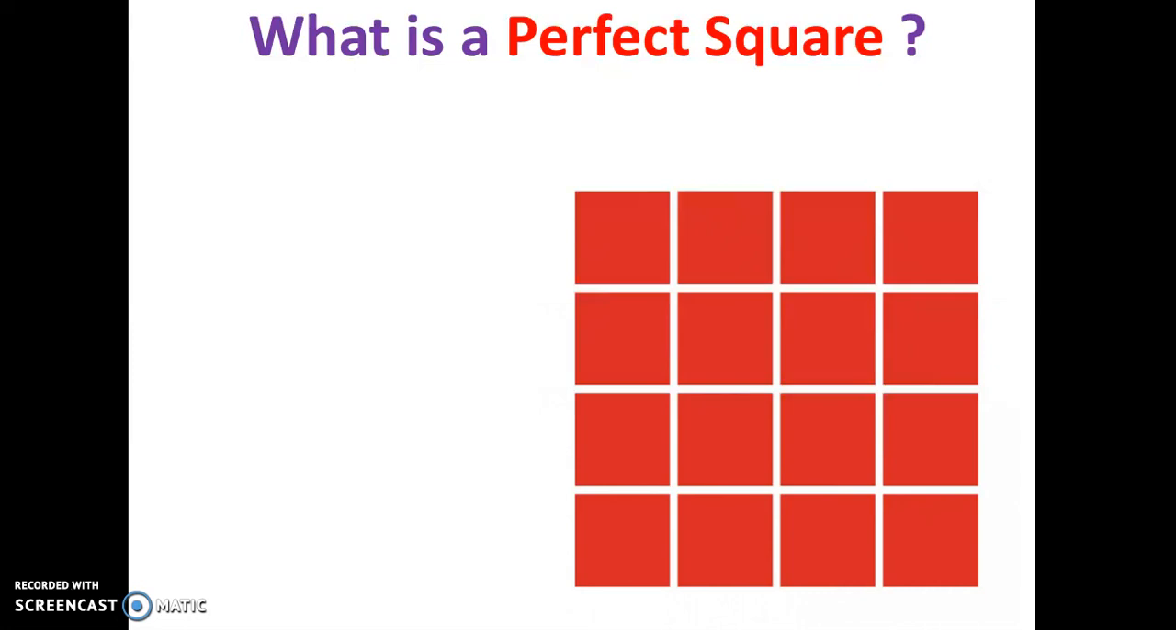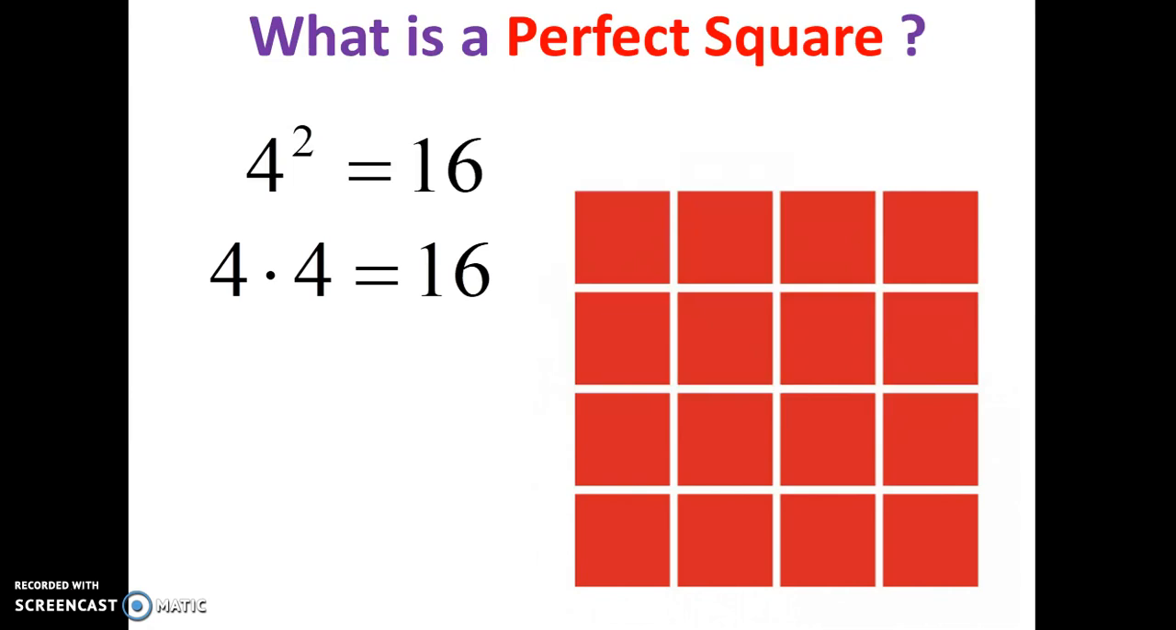Well, here's a perfect square, and that looks like a 4 by 4 square. So 4 squared equals 16. You can see 16 individual squares in there. So 4 squared is 4 times 4. That is called a perfect square. 16 is a perfect square because it is composed of two numbers multiplied by each other, the same number multiplied by itself.